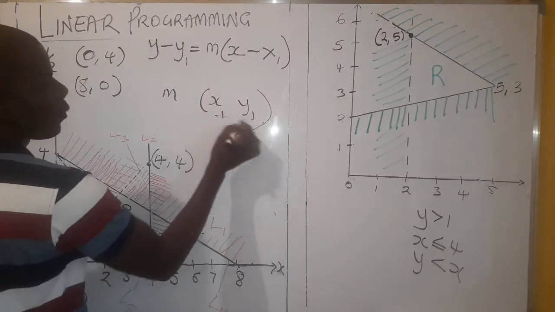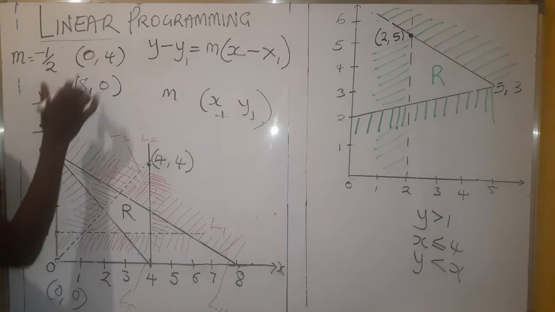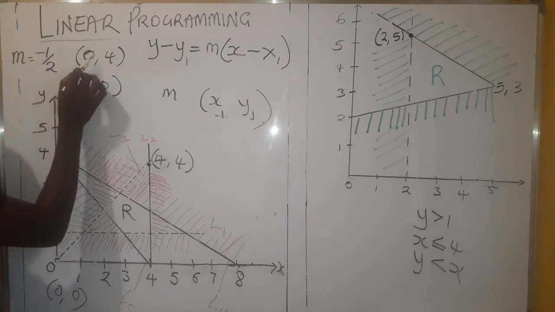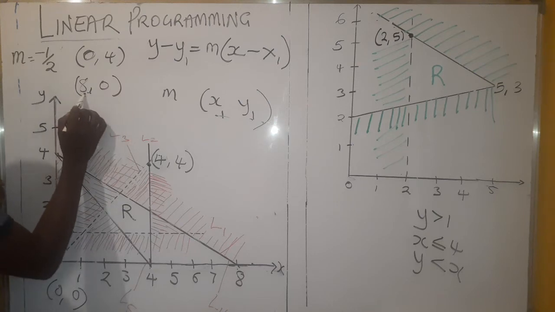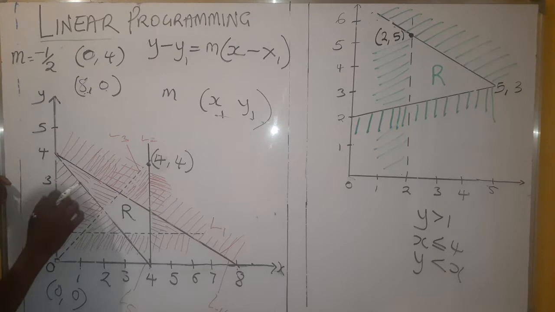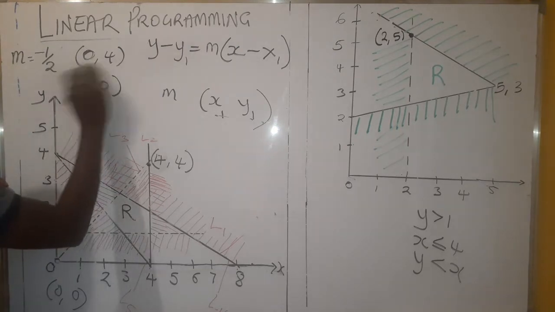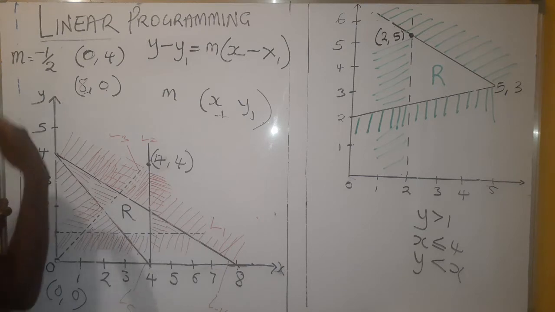So what are these 2 points? You can get either this point. If you pick this point, your x1 is going to be 0, your y1 is going to be 4. If you pick this one, your x1 is going to be 8. The equation should be the same. Whichever you pick, it doesn't matter. Okay, so I can get the first one.